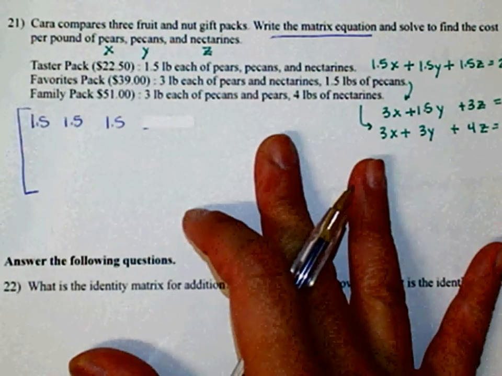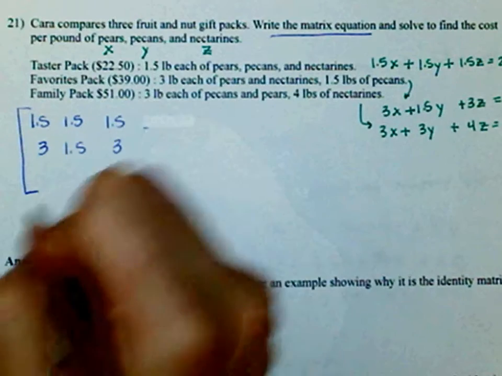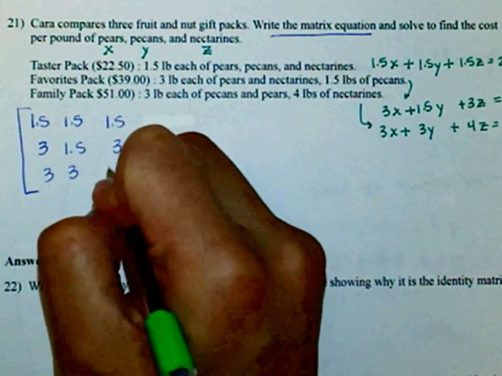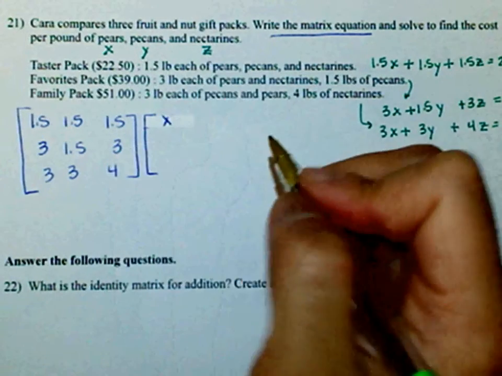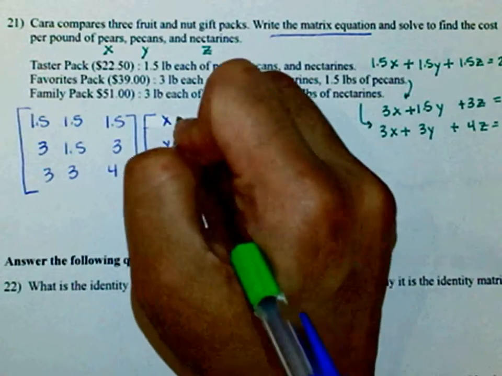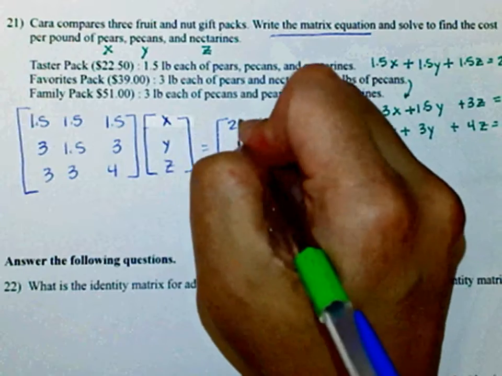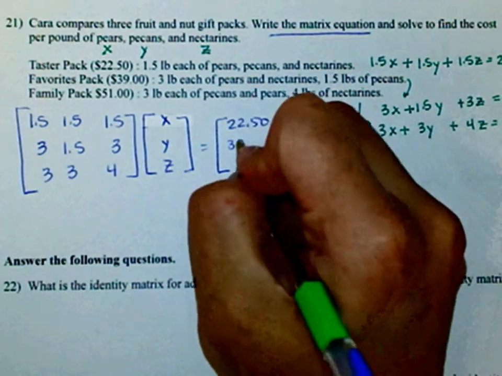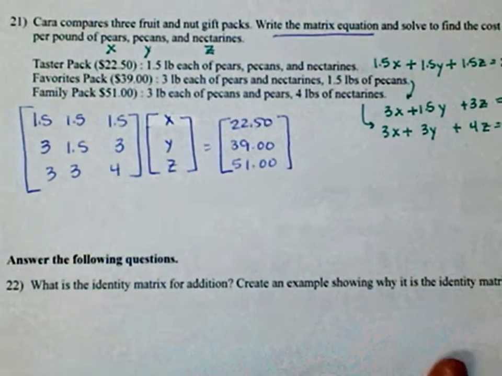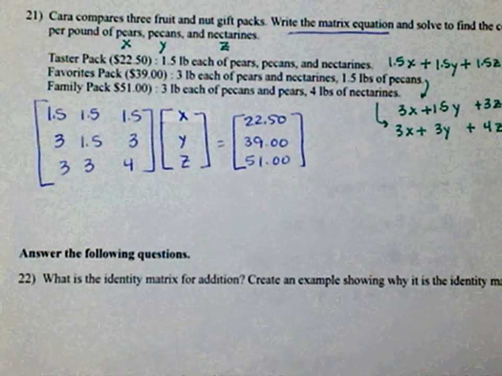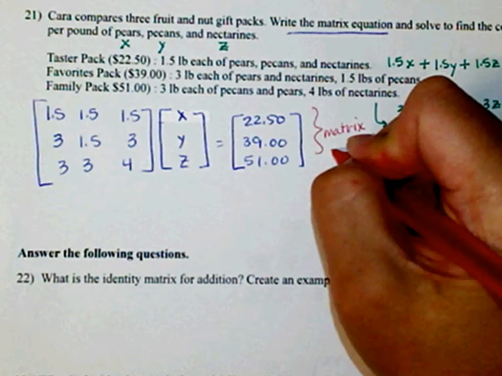All right, and then the other one is 3, 1.5, and 3. And then you have 3, 3, and 4 times your coefficient, your variable matrix, x, y, and z. All that is equal to your constant matrix, 22.50, 39.0, and 51.00. So there is your matrix equation. So let me label that.